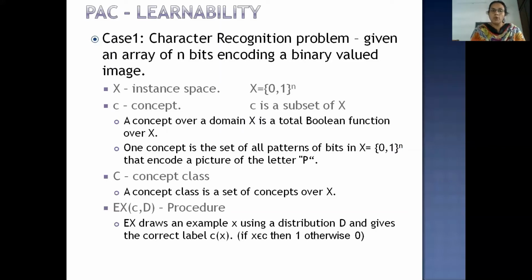C is the concept. If we are taking all of the characters, that is X. Now if I am taking one alphabet, there are different sequences of zeros and ones which can be used to represent it, say here the example is P.